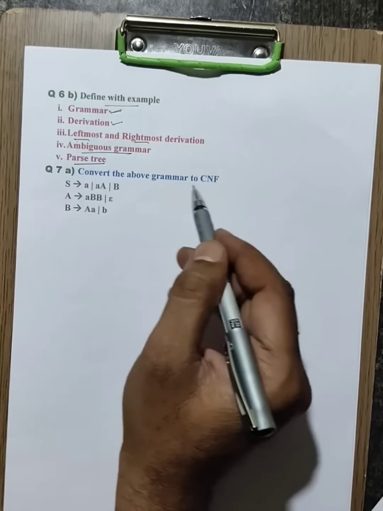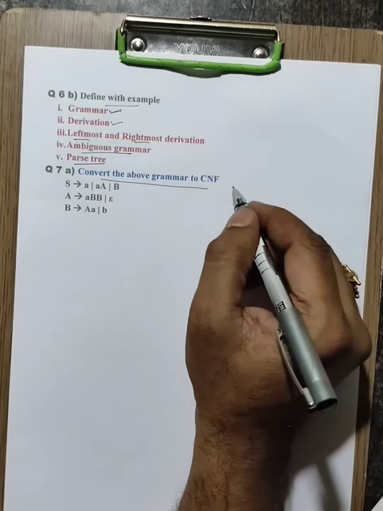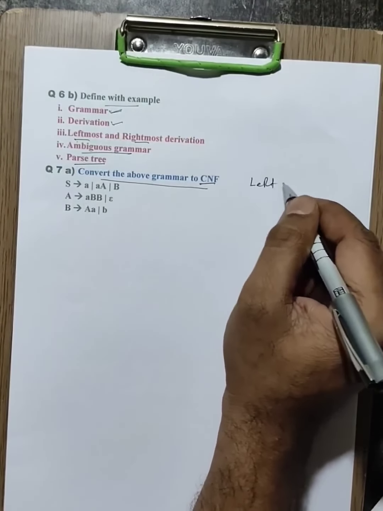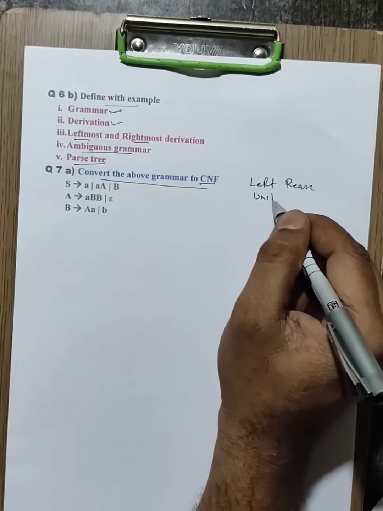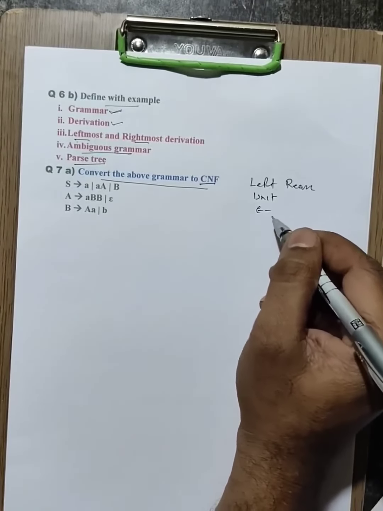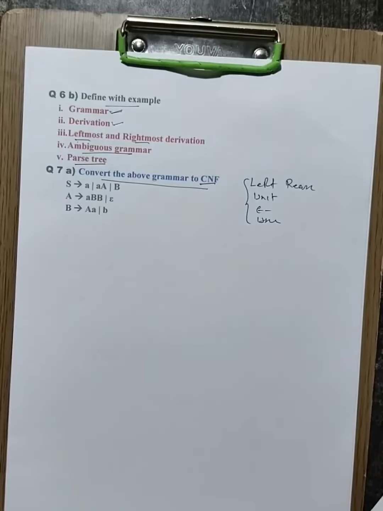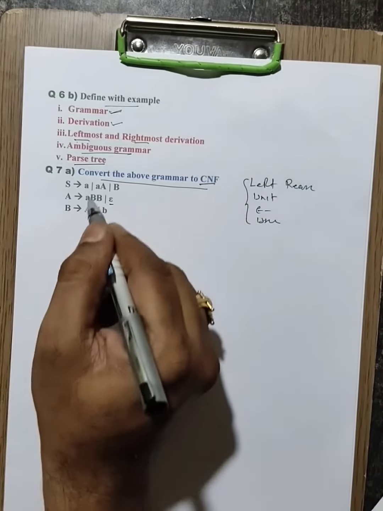Next, convert the following grammar into CNF. We have to convert this grammar into CNF. If you want to convert into CNF, first you have to eliminate left recursion, unit productions, epsilon productions, and useless symbols. Then you can convert into CNF and GNF. Inside this, first, there is an epsilon. Is there left recursion? No.